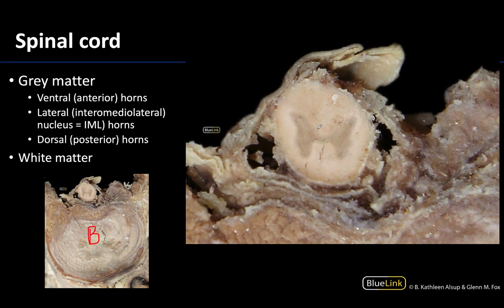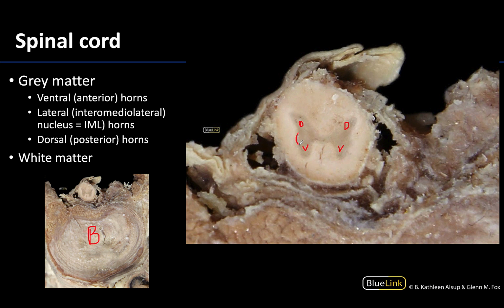So this gray matter, which is this kind of butterfly-shaped region in the inner, or the more internal portions of the spinal cord, is going to be organized into horns. So the ventral or anterior horns are going to be the horns that are closer to the body. And you can see those right here. Another thing that can be helpful in identifying the ventral horns is that they're typically on the larger side. They're going to typically be larger than the dorsal horns. Recall that the ventral horns are going to be only motor, and the dorsal horns will be only sensory. So ventral is going to be motor, dorsal will be sensory.